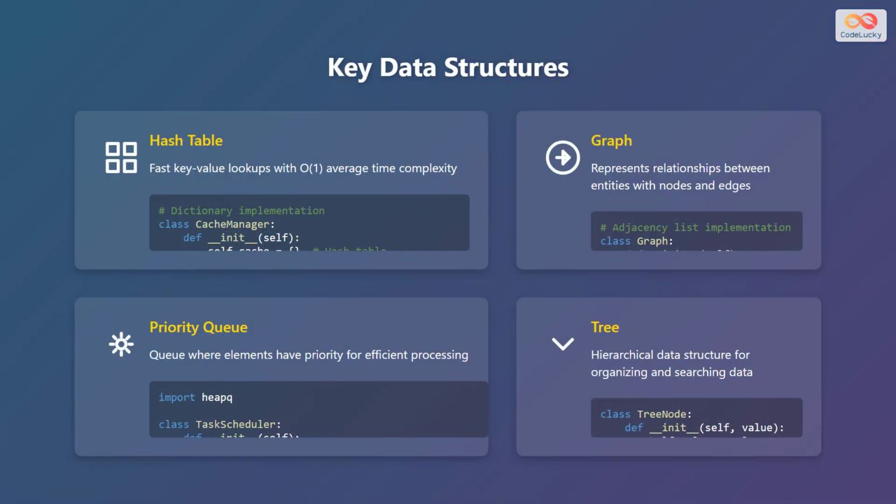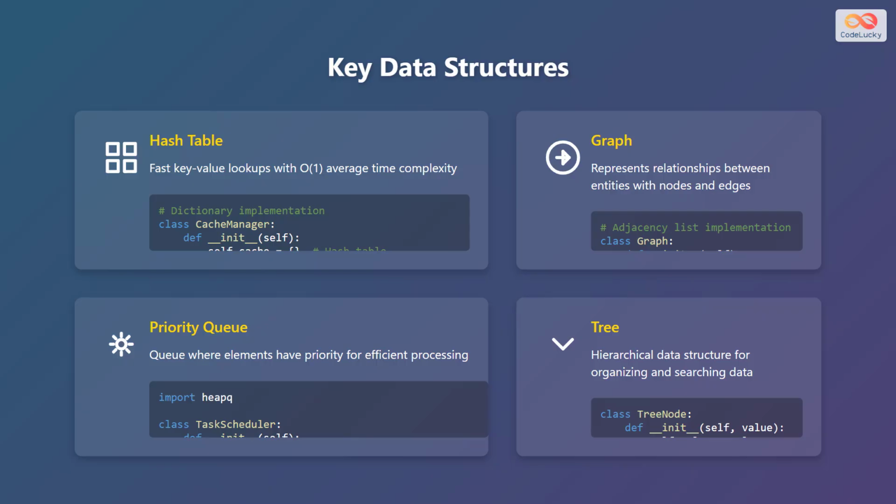Here are some of the key data structures. First, the hash table, which enables fast key-value lookups with O(1) average time complexity. Here is an example implementation in Python. The class CacheManager has an init function that initializes a cache, which is a hash table. The get function then returns a value based on the key from the cache.